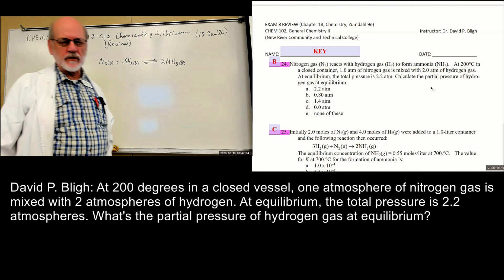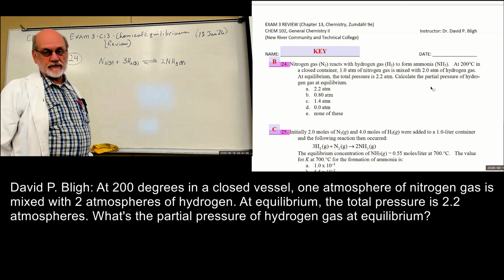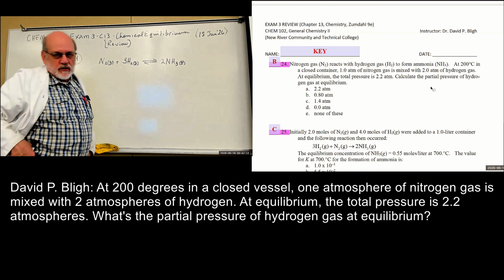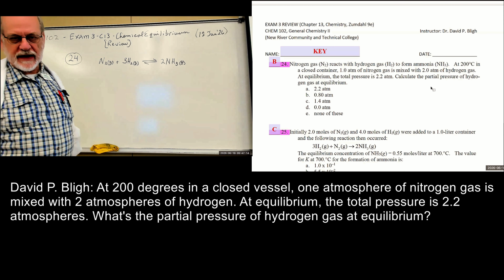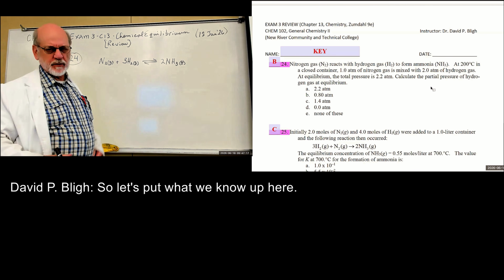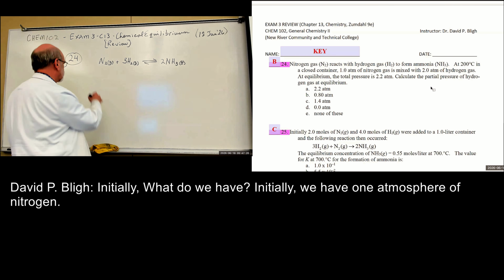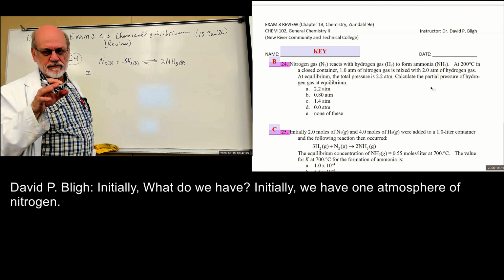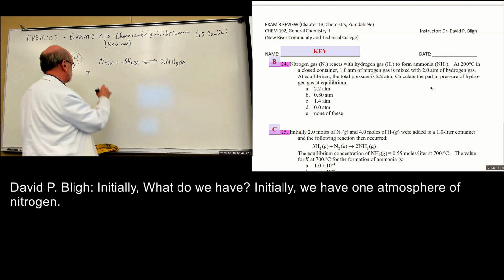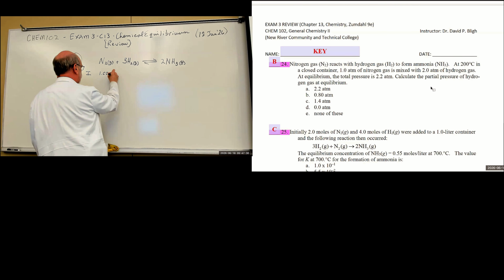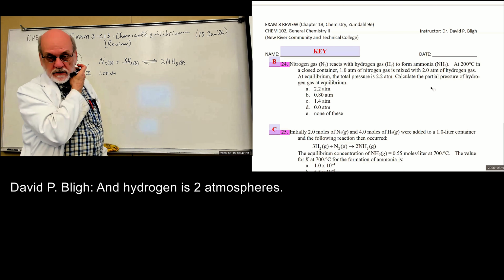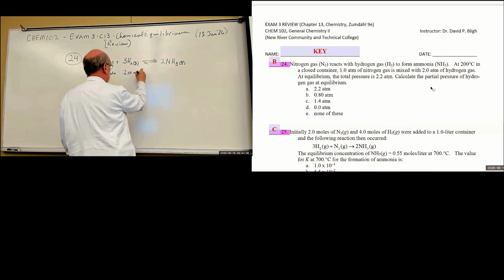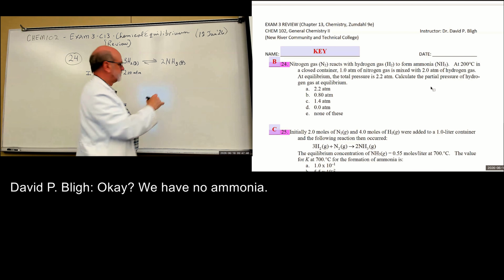At 200 degrees in a closed vessel, 1 atmosphere of nitrogen gas is mixed with 2 atmospheres of hydrogen. At equilibrium, the total pressure is 2.2 atmospheres. What's the partial pressure of hydrogen gas at equilibrium? So let's put what we know up here. Initially, we have 1 atmosphere of nitrogen, and hydrogen is 2 atmospheres. Okay, we have no ammonia.